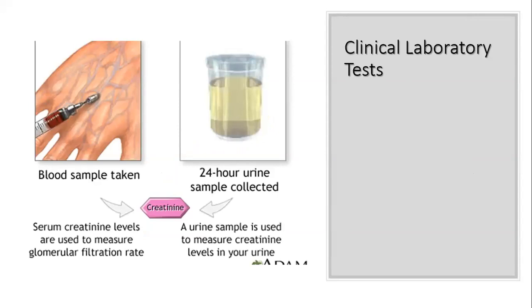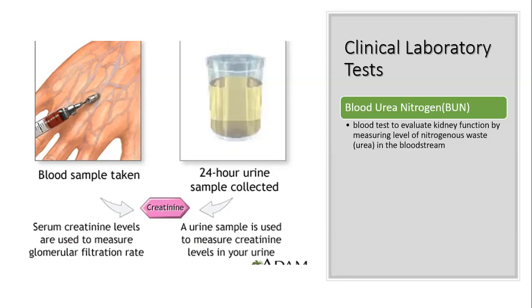Clinical laboratory tests: a blood sample taken for the serum creatinine level is used to measure glomerular filtration rate. Also, a 24-hour urine sample is collected and used to measure creatinine level in the urine. Blood urea nitrogen is a blood test to evaluate kidney function by measuring the level of nitrogenous waste urea in the bloodstream.